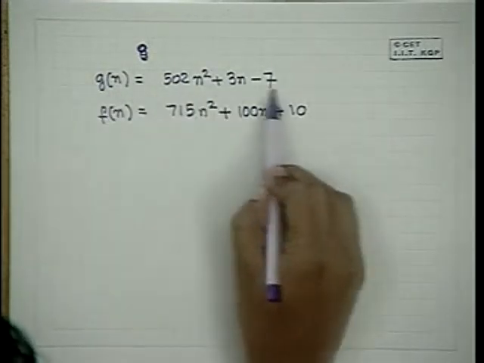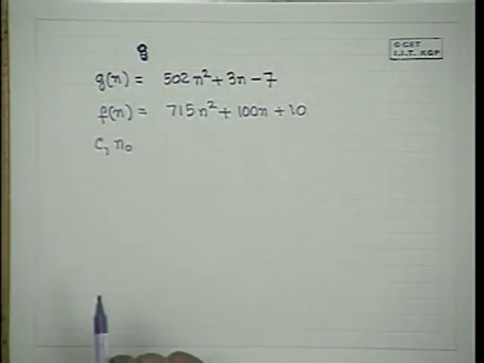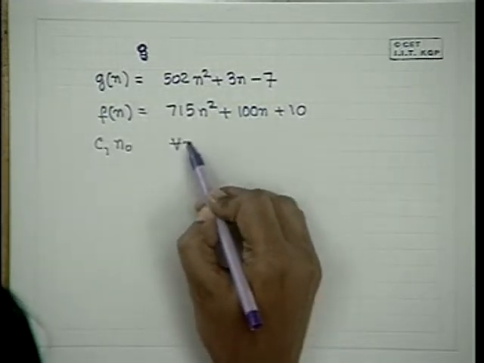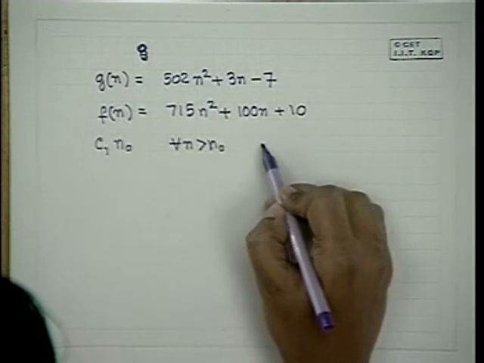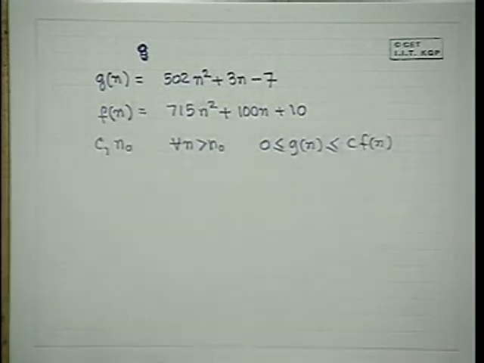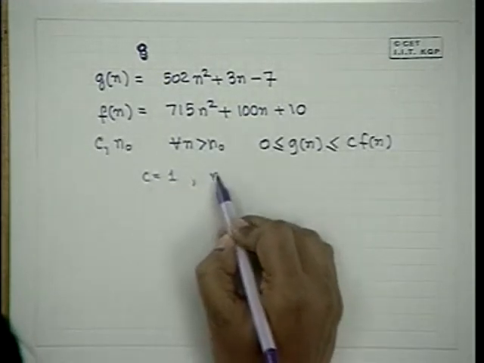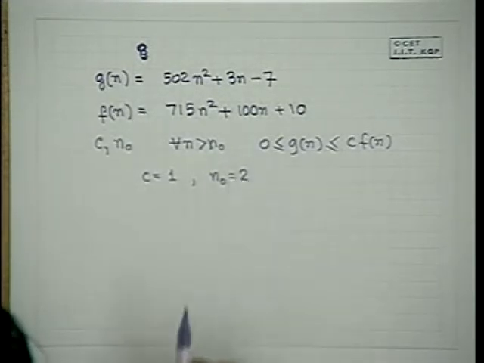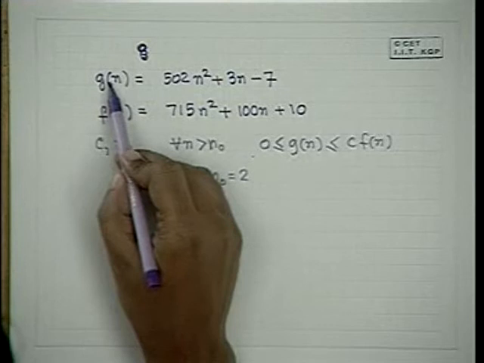So this is G(n), this is F(n). What are we to find? Two constants C and N0, such that for all n greater than N0, zero is less than or equal to G(n) and less than or equal to C times F(n). Here the choices are very simple and obvious. You choose C equal to 1 and N0 equal to anything, say 2. You will satisfy this condition. So you will say that G(n) is upper bounded by F(n).